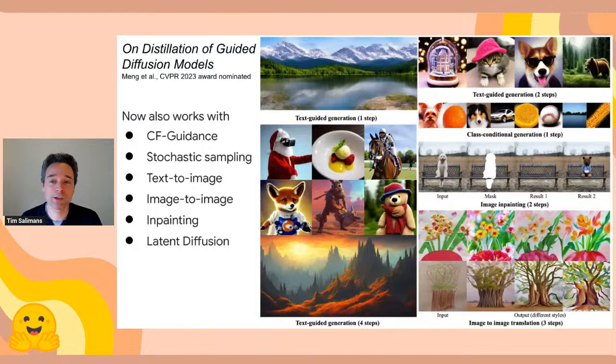So that was the first paper where we showed this as a proof of concept on ImageNet and on other data sets. In this more recent CVPR paper, we extend this in multiple ways. So we showed that this approach also works with classifier-free guidance. We show that you can actually use the distilled model to do stochastic sampling, not just deterministic sampling. We show that it works for text-to-image models, not just class conditional generation. We do image-to-image translation, we do in-painting, and we show that this actually also works for latent diffusion models.